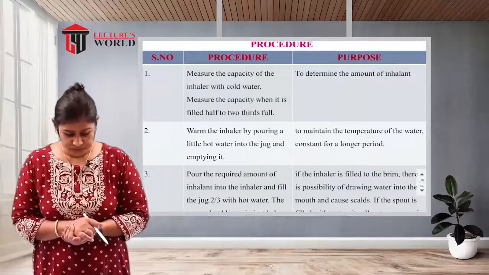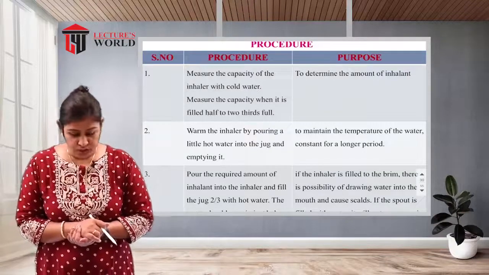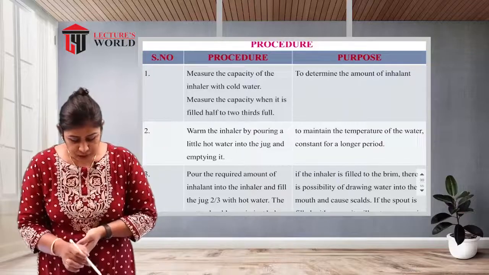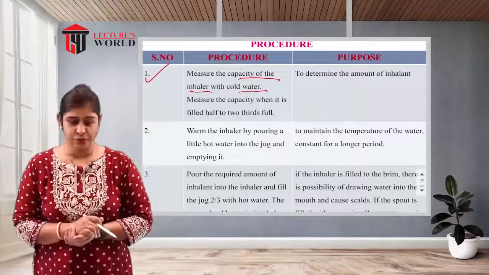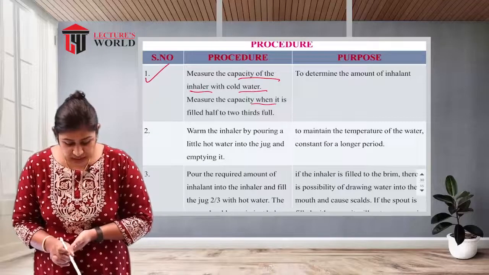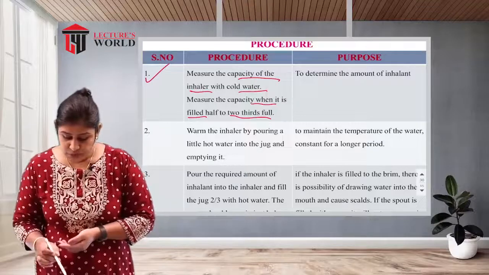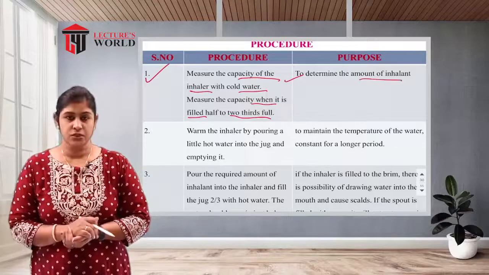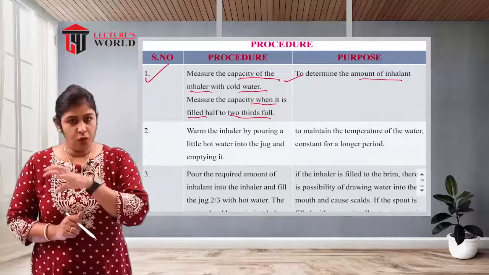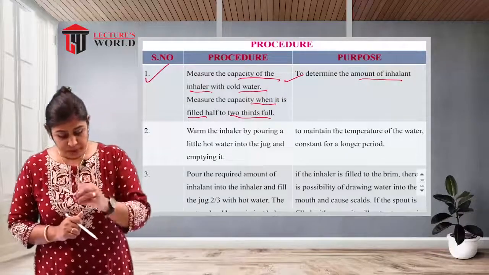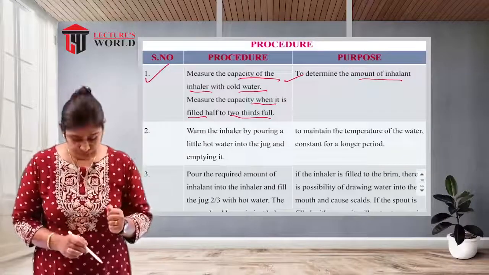Now next we are going to deal with the procedure, how to do the procedure. First point is measure the capacity of the inhaler with cold water. Measure the capacity when it is filled half to 2/3 full. The purpose is to determine the amount of inhalant.